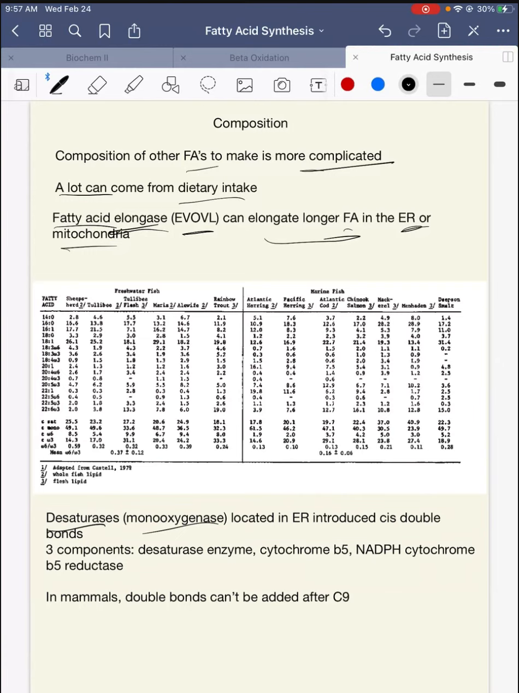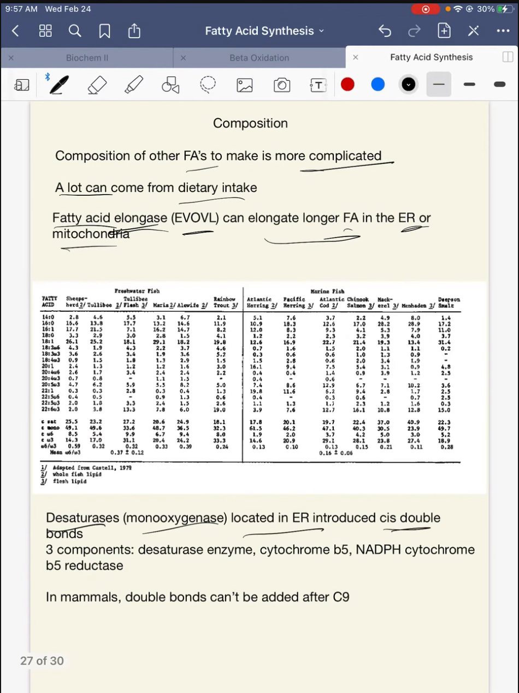Monooxygenases just use... I forgot what monooxygenation is. They use oxygen to reduce something, I think, or oxidize something. They use oxygen in an oxidation-reduction reaction. Okay, but those are also in the ER, and they introduce cis double bonds.